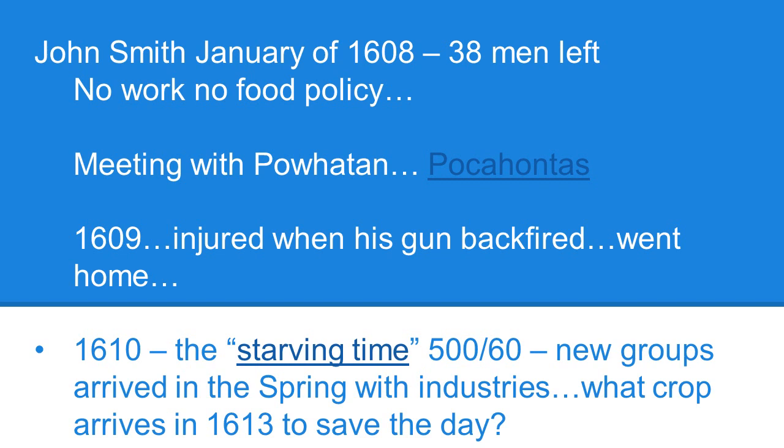Pocahontas was smart enough to realize if her father, Powhatan, killed John Smith, that it was going to lead to an out-and-out war. And so she wasn't saving John Smith because she was in love with him. She actually didn't like the man herself, but she did it to save her own people and to save her father from doing something silly that would cost a lot of lives.